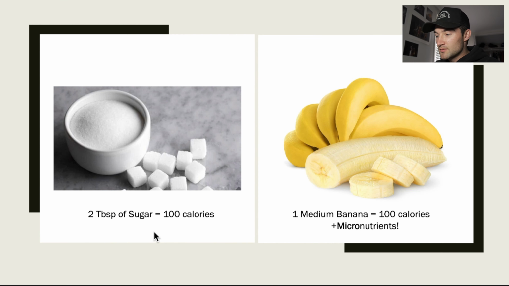If we have 2 tablespoons of just white sugar, and we have 1 medium banana, they are both 100 calories. However, the banana has a lot of micronutrients in it that the sugar doesn't. And I'll explain more, but these are both a source of carbohydrates. Sugar is the purest form of carbohydrates. However, when we create table sugar like this, we refine away all of the micronutrients we may find in other real whole foods. So nutrition is not just about calories.